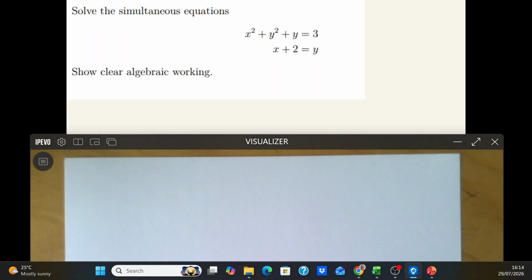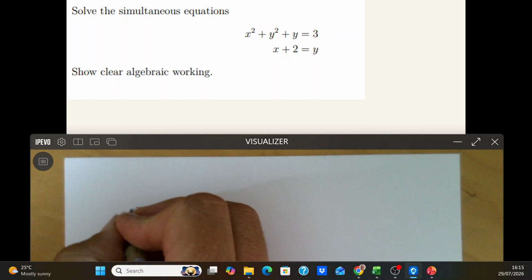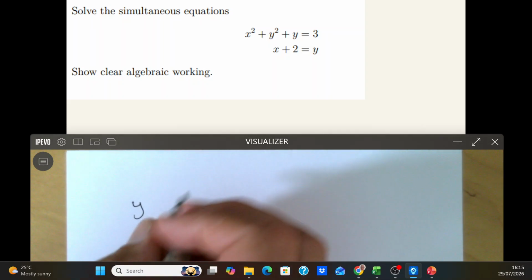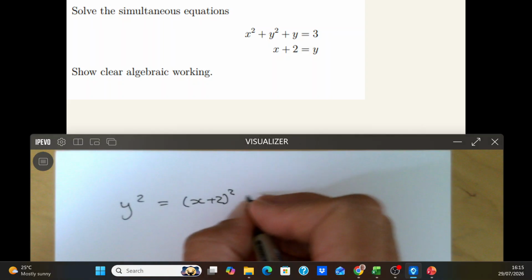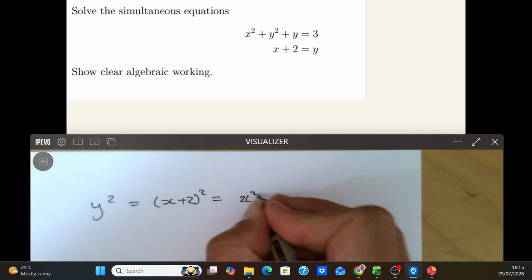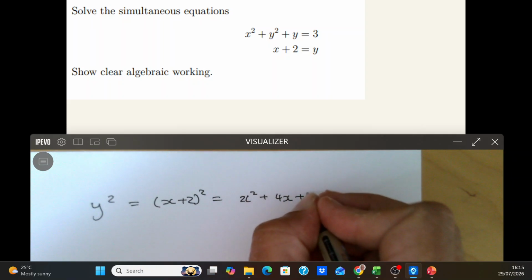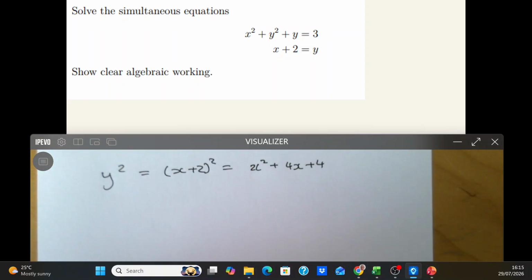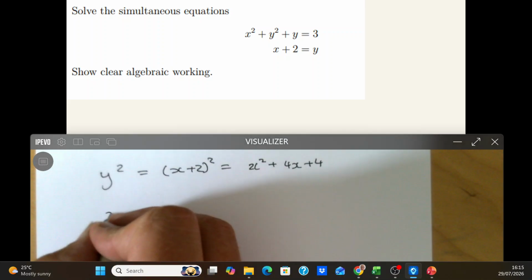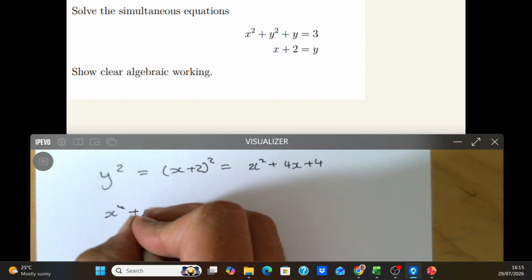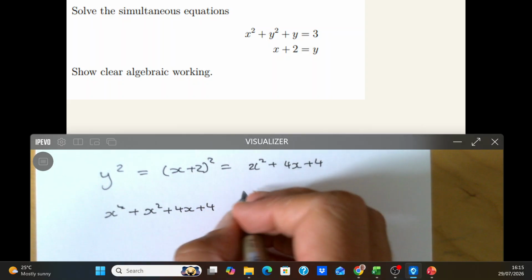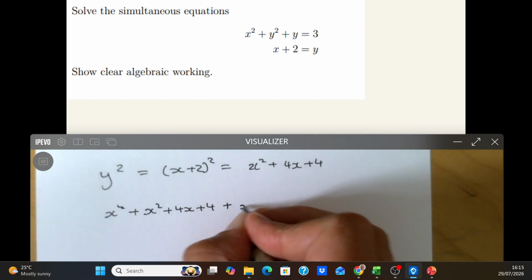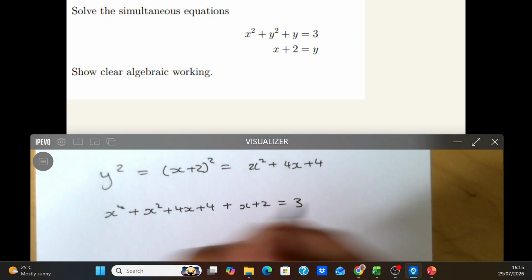All right, obviously we need to have y squared. So let's just write that out. y squared equals (x plus 2) squared, which equals x squared plus 4x plus 4. You've got that, you're ready to go. So we're going to substitute that into the first equation. So we've got x squared plus x squared plus 4x plus 4 plus, instead of the y, x plus 2 equals 3.